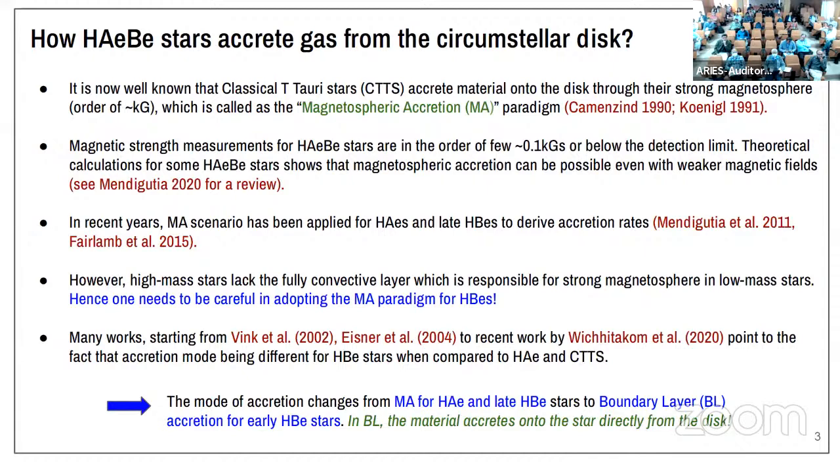Yeah. So we clarified this so that it is possible for at least some late type Herbig Ae stars that magnetic accretion is possible. And the magnetic accretion scenario in late Herbig Ae/Be stars has been successfully applied by Mendigutía to estimate the accretion rates. But when you go to early Herbig Ae/Be stars, the convective layer is not present. So the magnetic field is already less. So we can't expect them to follow the same magnetic accretion paradigm. And many other works also point to the accretion mode being different for early Herbig Ae/Be stars compared to late Herbig Ae and classical T Tauri stars.